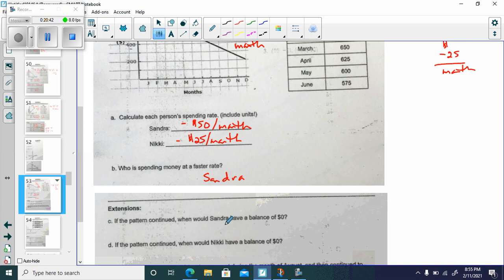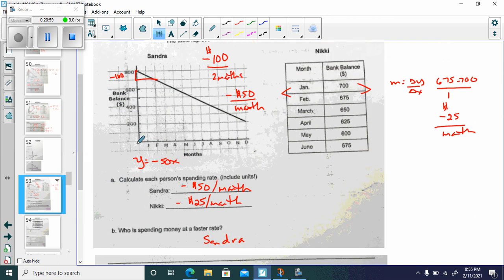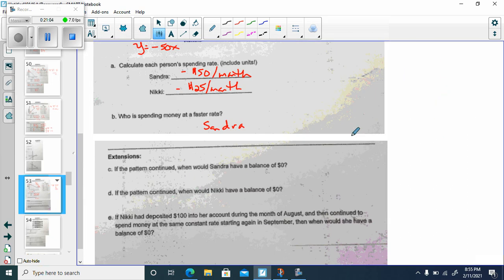If the pattern continued, when would Sandra have a balance of 0? Okay, well, let's think about this. Sandra's equation would be y is equal to negative 50x, right? We're talking about a balance of 0. That would be in money. Which one is money? That's your y, isn't it? It's on your y-axis. So I put in 0 for y on Sandra's equation. Y is equal to negative 50x. 0 is equal to negative 50 times the number of months.